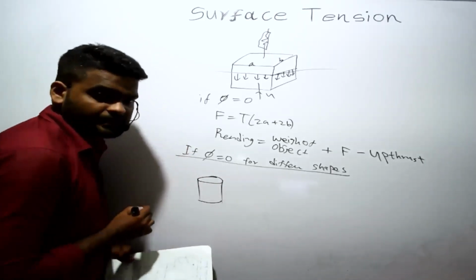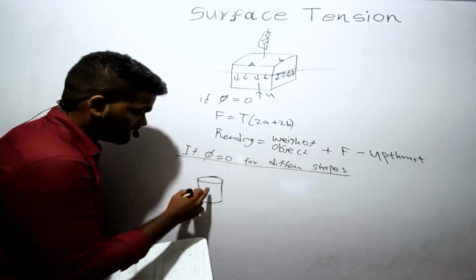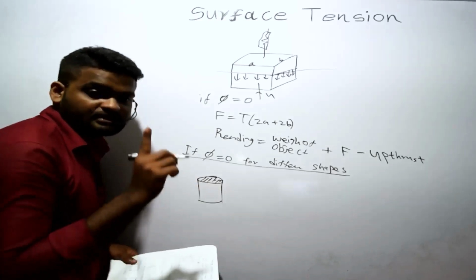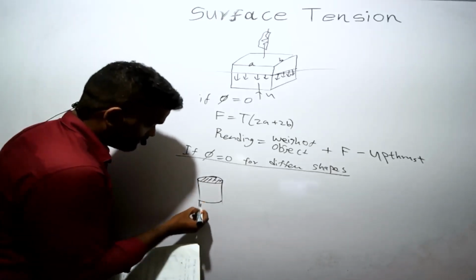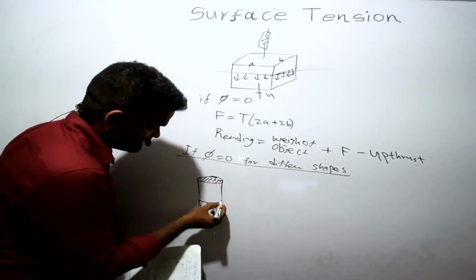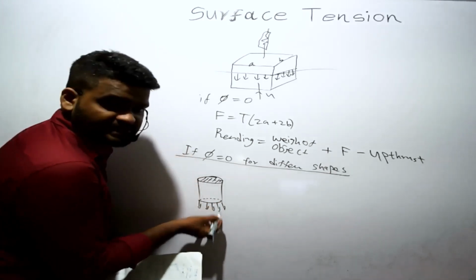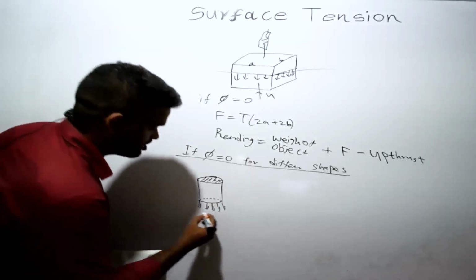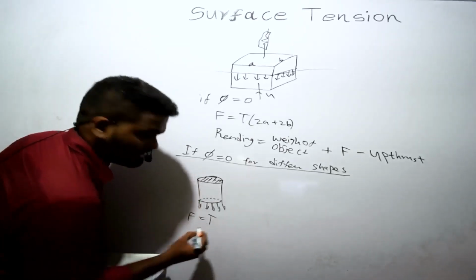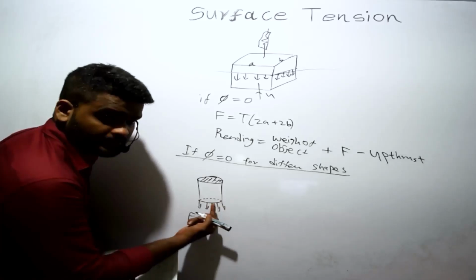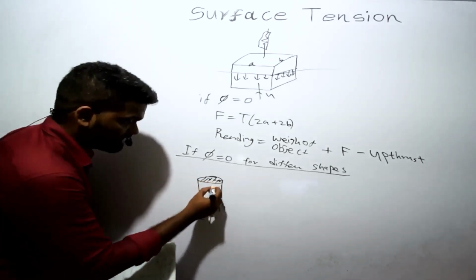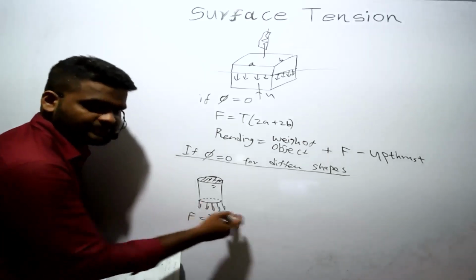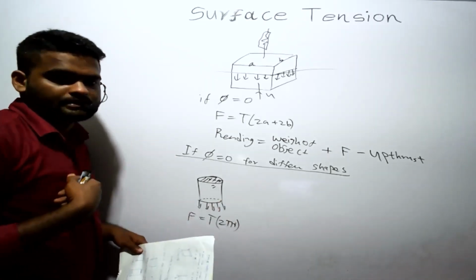So let's say you immerse a solid cylinder. For the solid cylinder, these are the surface tension values. So how do you write the surface tension force? What's the length around it? If the radius is r, 2 pi r. T times L, T times 2 pi r. Take this down.